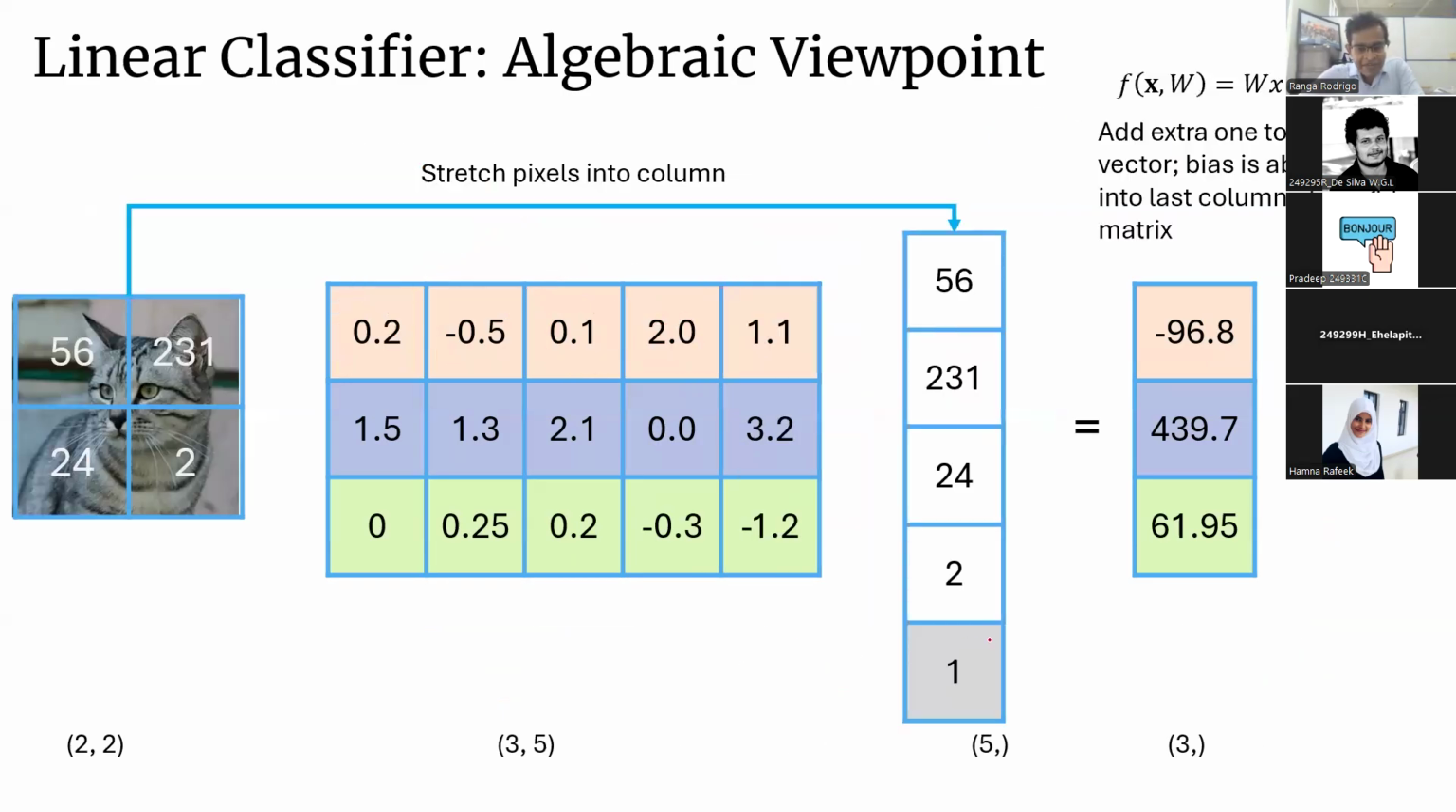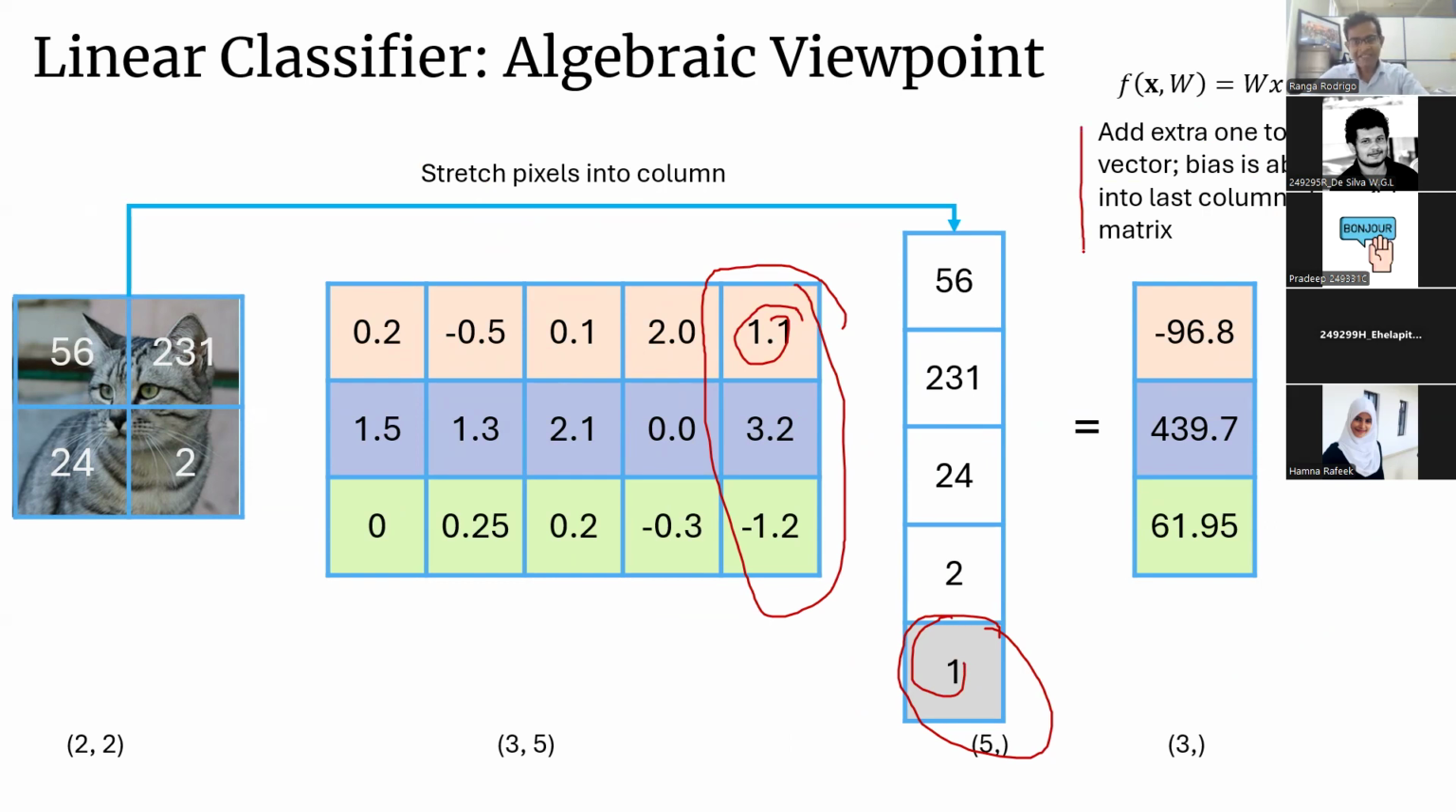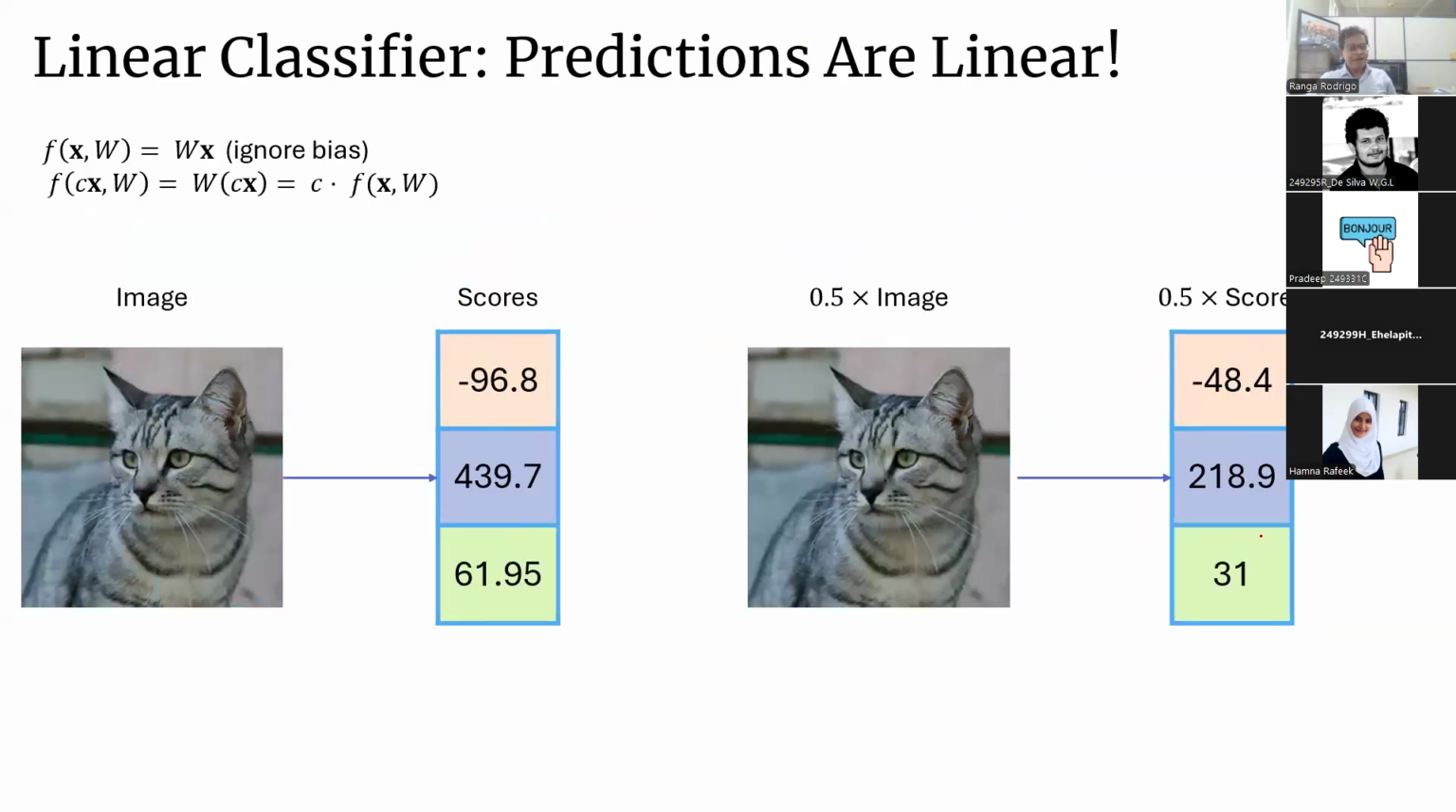One thing that we can do is disregard the bias vector, or put the bias vector also here, so that bias is added like this. It's very easy. Add an extra one to the data vector, and the bias is absorbed into the last column of the weights matrix. Yeah, that is possible. Okay. So now, what is the thing about this classifier? Let's look at this. We have f(x, W); for the time being, ignore the bias.